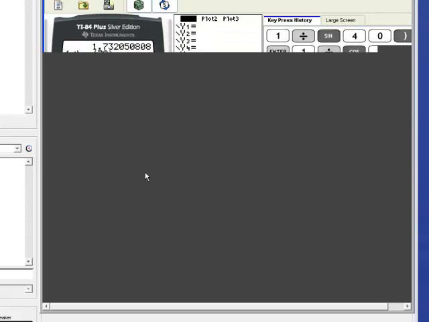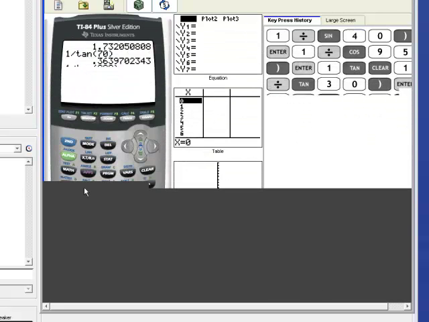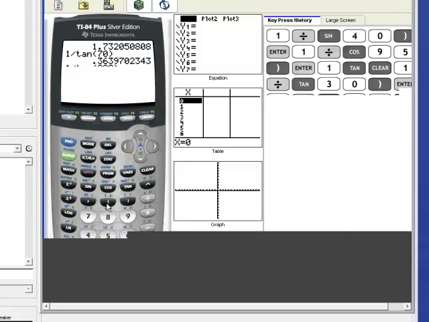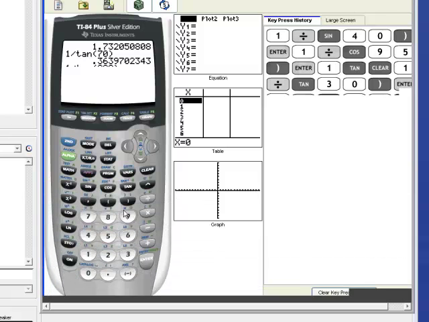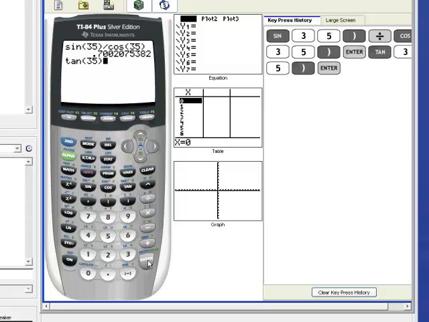So let's see. Clear all of this. Let's say 35 degrees. Sine of 35 degrees divided by cosine of 35 degrees equals 0.700. Tangent of 35 degrees, the exact same thing, 0.700, just like we expected.